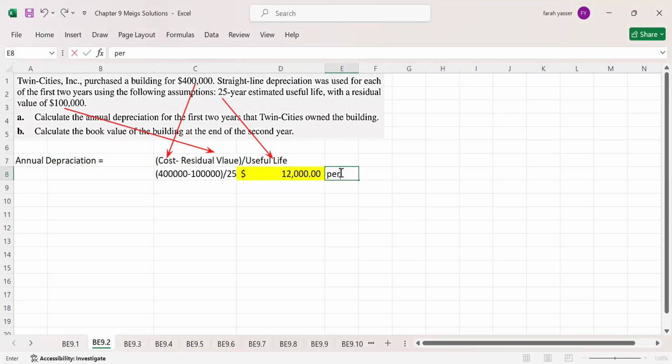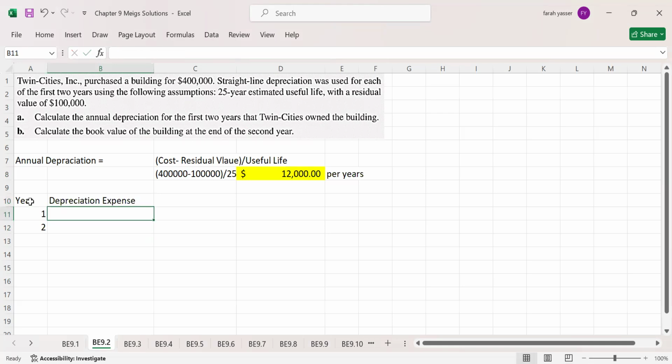And we have just discussed that in the case of the straight line method, this depreciation remains constant for all the remaining years of the useful life of the asset. So come to the requirement, which is to calculate depreciation expense for year one and year two. So we have depreciation expense, year one, 12,000. Year two, 12,000. Year three, 12,000.